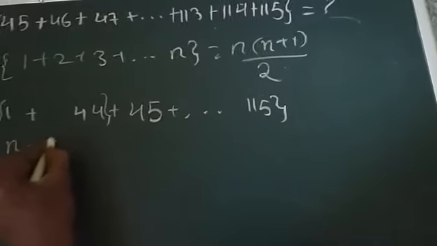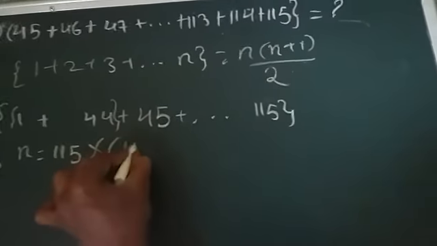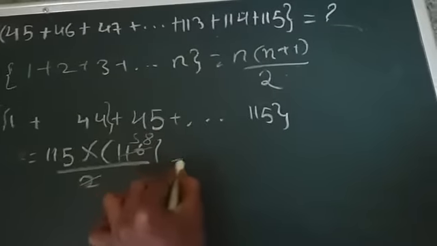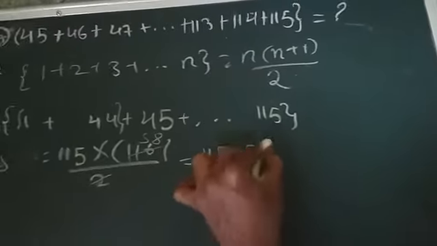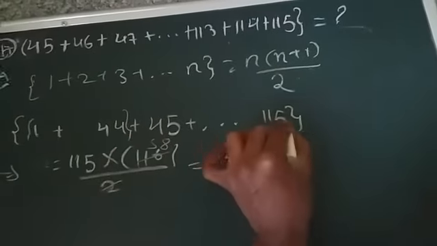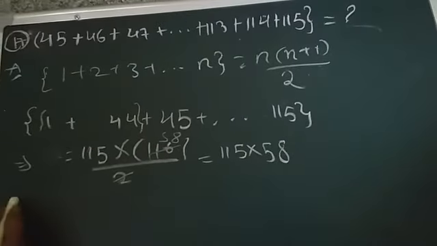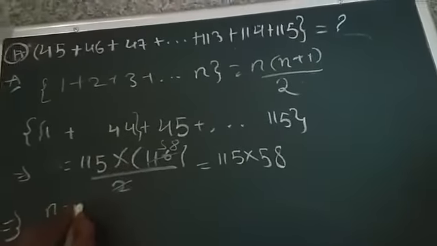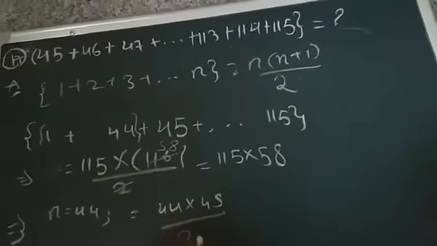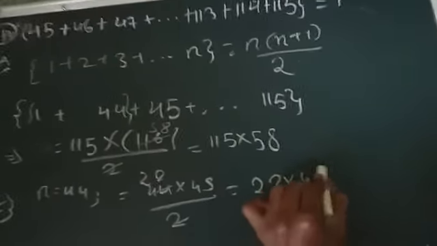That means here n is 115. 115 into 116 divided by 2. 2 fives are 10, 2 eights are 16. 115 into 58 is the total addition result from 1 to 115. But you have to calculate from 45 to 115. The extra terms are from 1 to 44. To subtract those, consider n equal to 44. That is 44 into 45 divided by 2. 2 twos are 4, 2 twos are 4. 22 into 45.